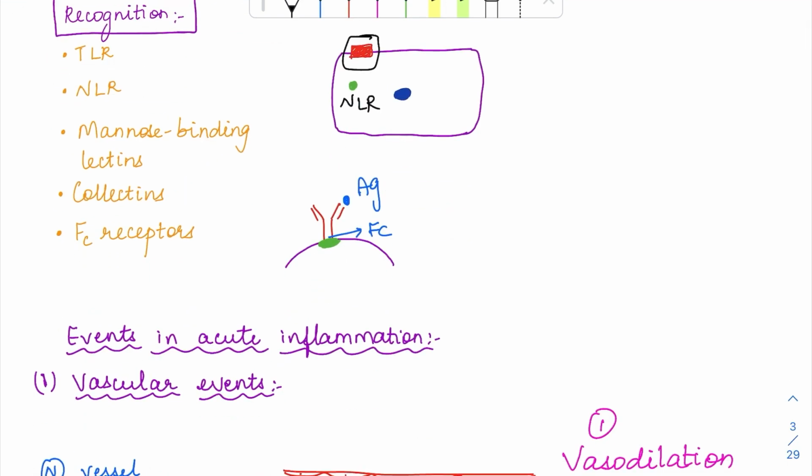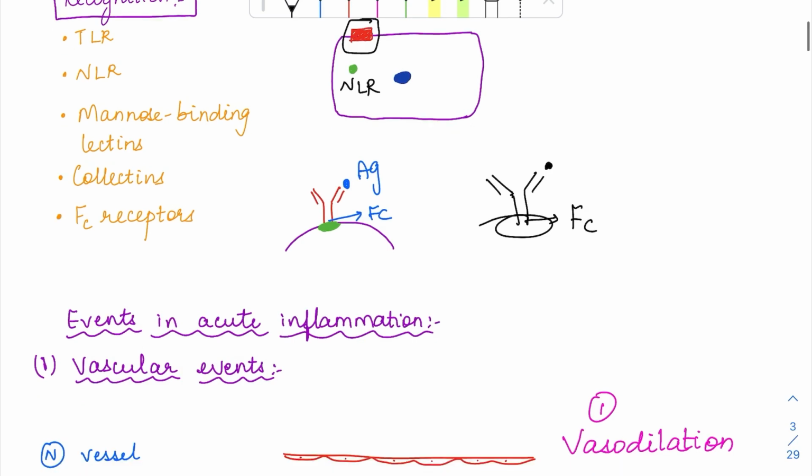Then we have collectins and some Fc receptors. The Fc portion is present on the immunoglobulin, right? So if this is the immunoglobulin, the antigen will attach at this site, and this is the Fc portion wherein complement will attach. Receptors for this Fc region will be there in certain cells. So this Fc receptor can identify the immunoglobulin which has come with the bound antigen. So that is also responsible for the recognition step.